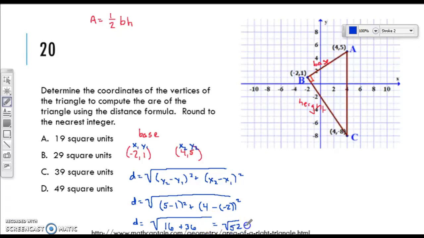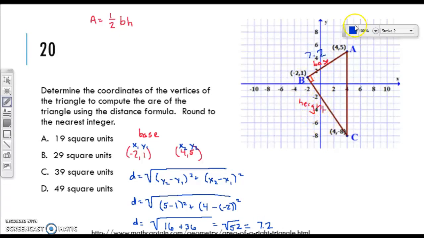When I put that in my calculator, I hit second square root 52, and I want this to be a decimal value. I get 7.211102551. I'm going to round that to the nearest tenths place, which is 7.2. So now I know the length of this side over here is 7.2.